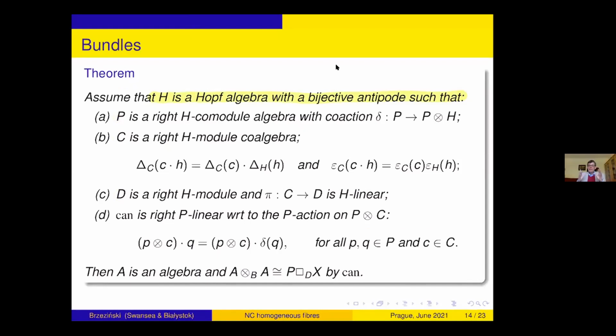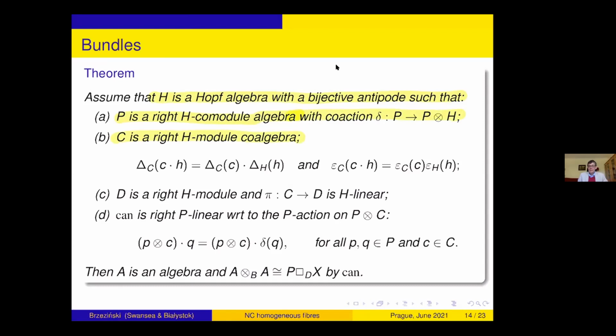Okay, so now I introduce some more complete symmetry in the picture. This symmetry is encoded in a Hopf algebra with bijective antipode, the quantum group. So P is a right H comodule algebra. That's a compatibility of multiplications as well, with a coaction which I denote by delta. C is a right H module coalgebra.